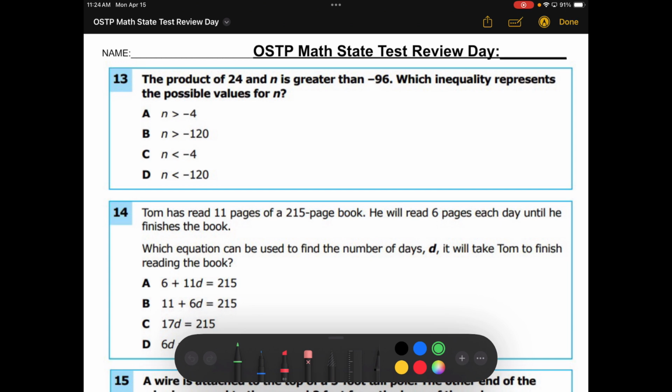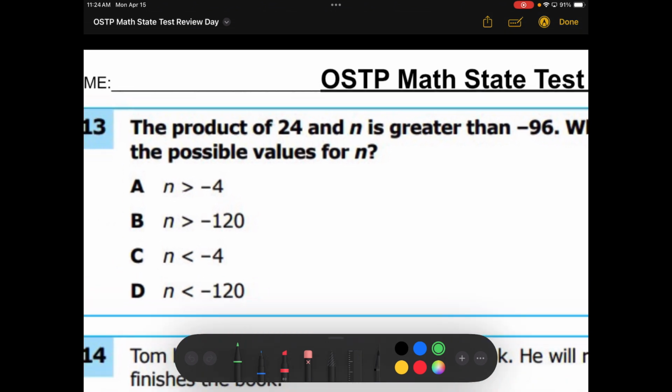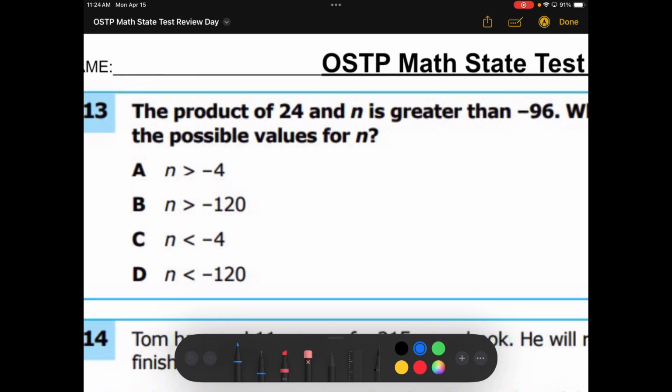Number 13. The product of 24 and n is greater than negative 96. Which inequality represents the possible values for n? Let's break down the information that they're giving us. First thing they say is the product. What does product mean? Multiplication. It means we are multiplying. So it says the product of 24 and n. What does that mean? I'm going to take 24 and do what? Multiply it to n. So that's 24 times n.